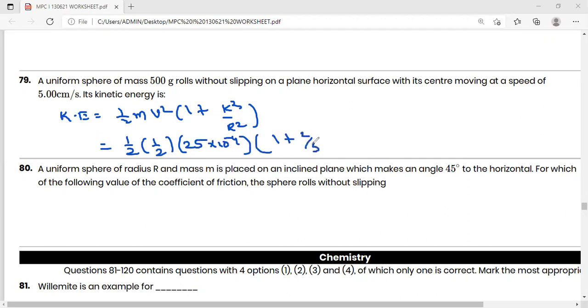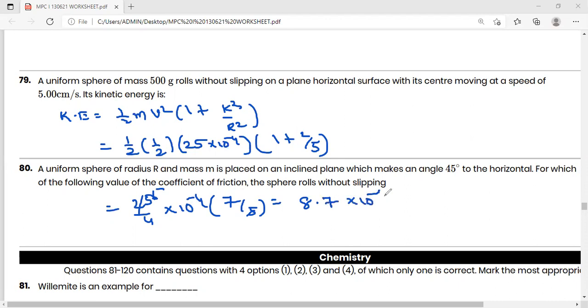For a solid sphere, it will be 2 by 5. So 1 by 4 into 25. So 25 by 4 into 10 power minus 4, and this will be 7 by 5. So 5 5s are, and 5 7s are 35 by 4. 35 by 4 in the sense, 4 8s are 32, 8.7 something into 10 power minus 4. And finally, the kinetic energy is 8.7 into 10 power minus 4 joules only.